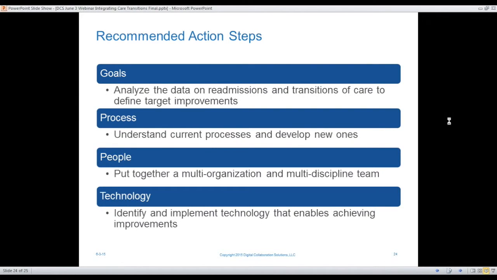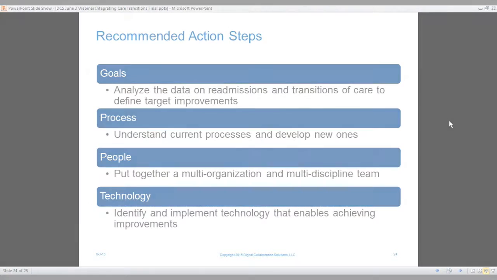And lastly, technology can be great at helping all of this. And the key is to identify and implement technology well and identify it so that it enables achieving the improvements that you've targeted.